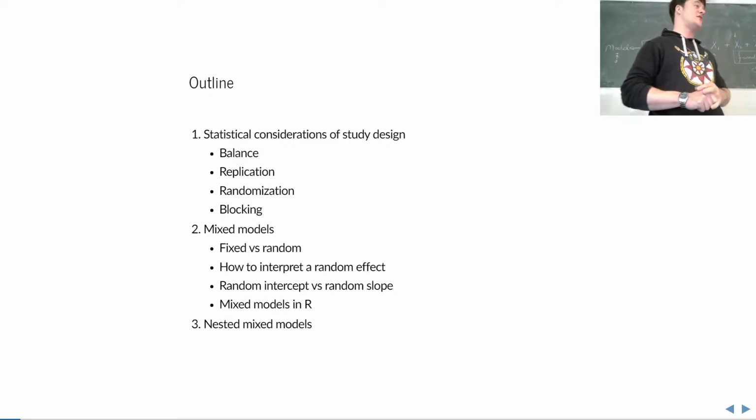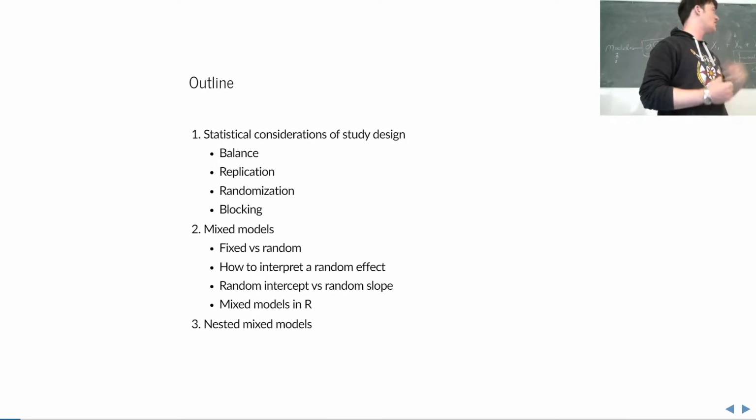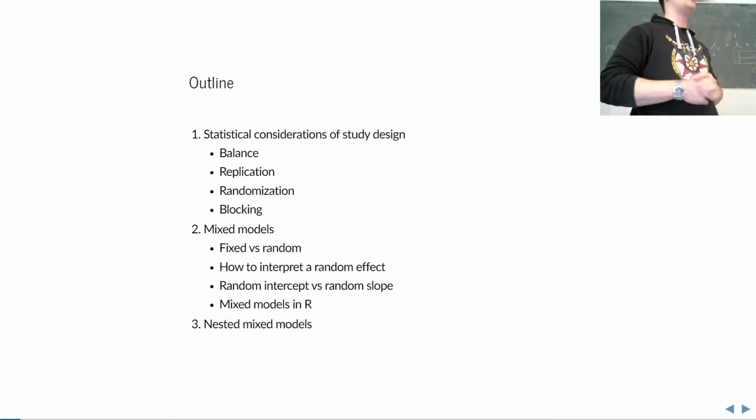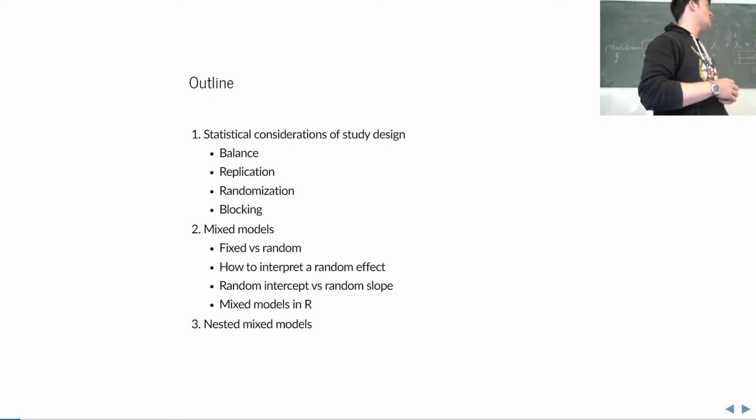Then I'm going to talk about the choices you can make in a mixed model. So that is whether you want a random intercept, a random slope, or both, and why one or the other. And I'll show you how to do it in R. And then finally I'll talk about nesting and how you can incorporate that using the same type of mixed model that we had before.